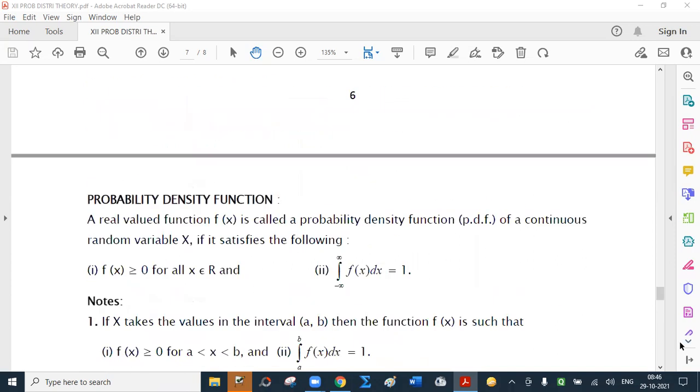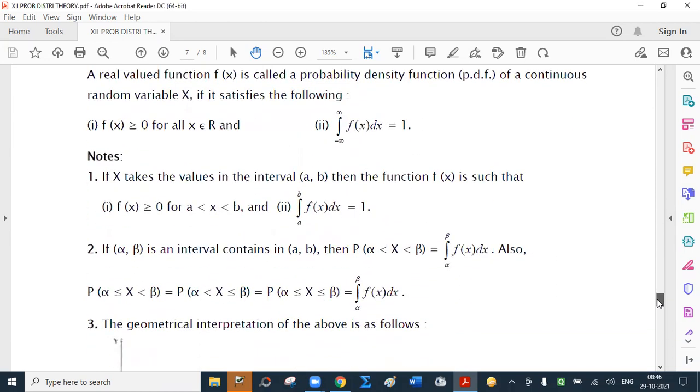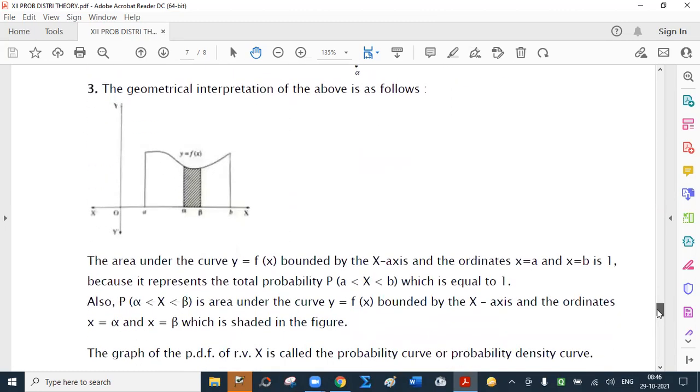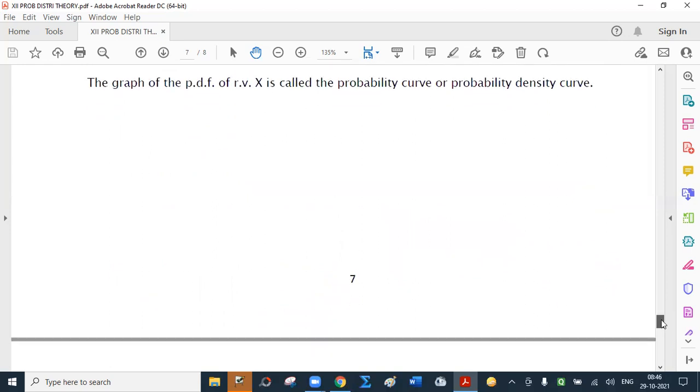If x takes values in this particular interval, alpha and beta, then what is the probability? It is integral alpha to beta f of x dx. Now we know that definite integral represents the area. So this is the geometrical interpretation. The area under the curve y equal to f of x bounded by x axis and the ordinates x equal to a and x equal to b is 1, because it represents the total probability, which is equal to 1. Actually, this is the total probability, and here they have shown some part of that domain that is between alpha and beta. So this is the geometrical interpretation.